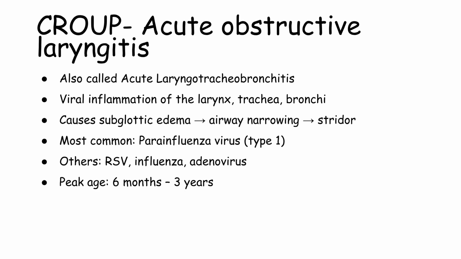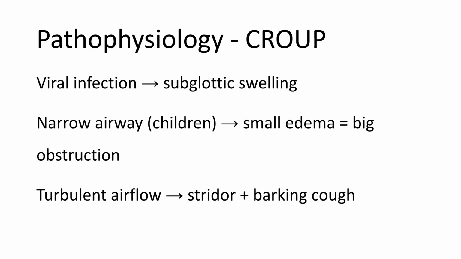Croup, or acute obstructive laryngitis, is a viral inflammation of the larynx, trachea, and bronchi, causing subglottic edema. This leads to airway narrowing and stridor. It's commonly caused by parainfluenza virus and affects children between 6 months and 3 years. The pathophysiology of croup involves a viral infection leading to subglottic swelling. Due to children's narrow airways, even a small amount of edema causes significant obstruction. This results in turbulent airflow, causing the characteristic stridor and barking cough.